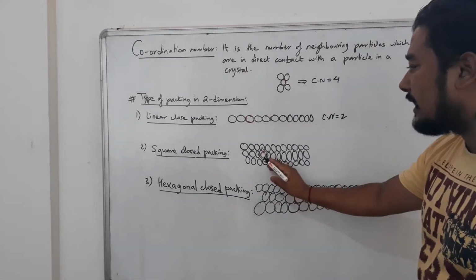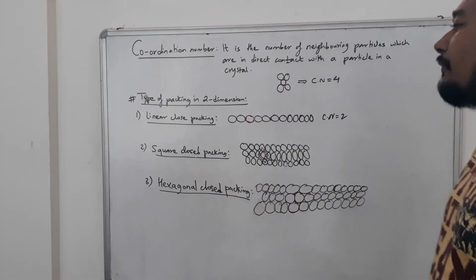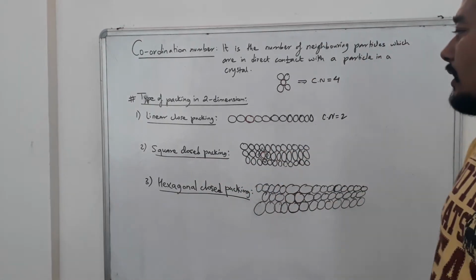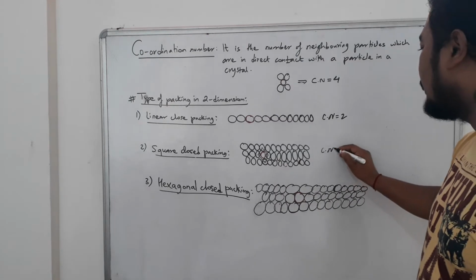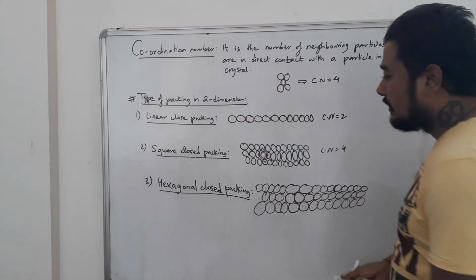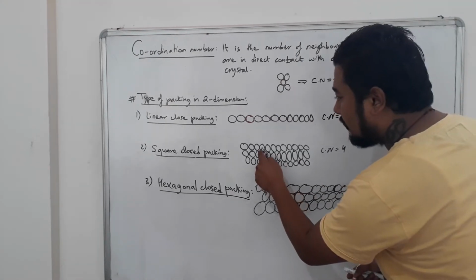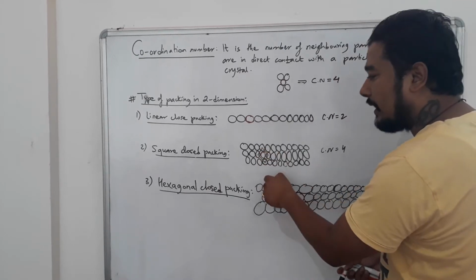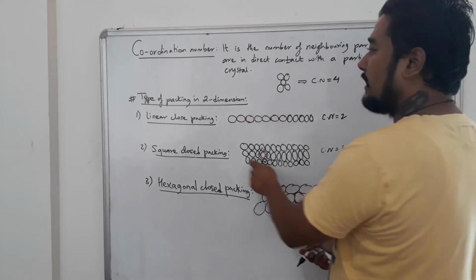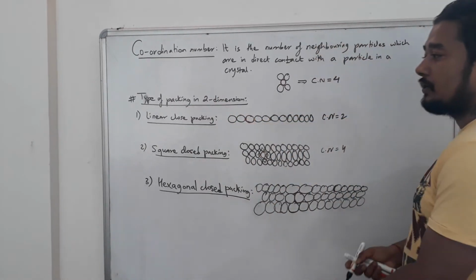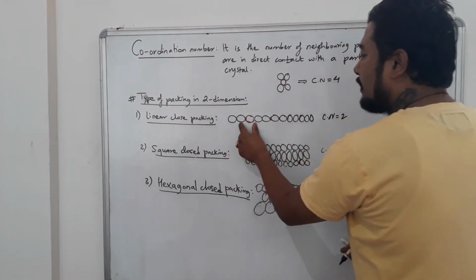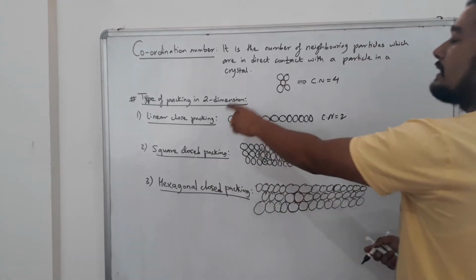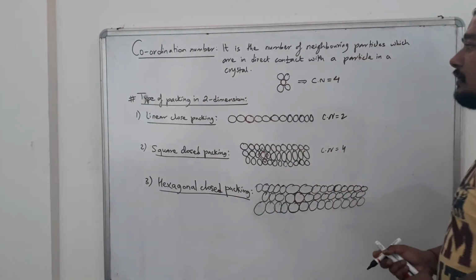So this central particle is in direct contact with 4 particles, and they form a square. Therefore it is called square close packing, and for this the coordination number is 4. Why? Because the central particle is in direct contact with 1, 2, 3, 4. Whatever neighboring particles are in direct contact with the central particle give you the value of coordination number. So for linear close packing, coordination number is 2. For square close packing, coordination number is 4.